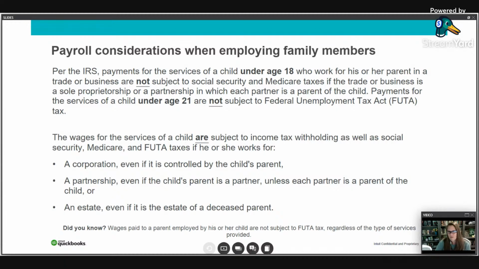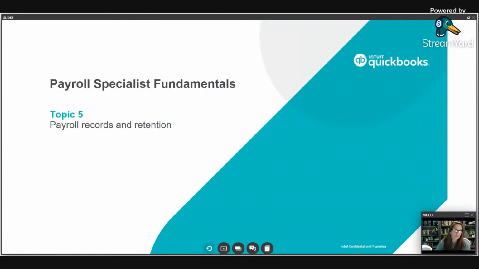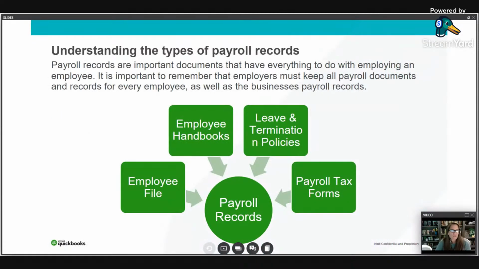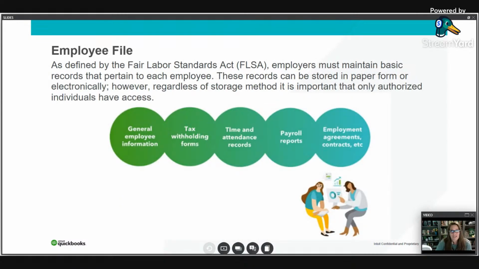I know some CPAs who are doing advisory work are advising their clients that you can save money: you can put your kid on the payroll and have them work for you, and you won't have to pay Social Security and Medicare. So, understanding the different types of payroll records. Payroll records are pretty important, and they have everything to do with having an employee. You have to keep all of those payroll documents and records for every employee, as well as the business payroll records. So you want to make sure you keep it all.